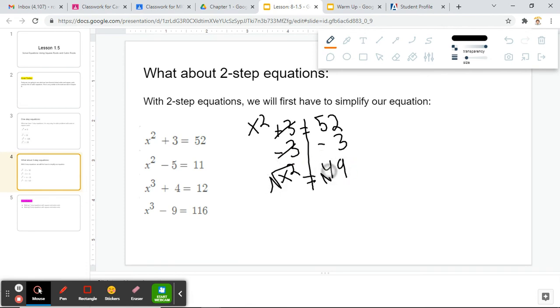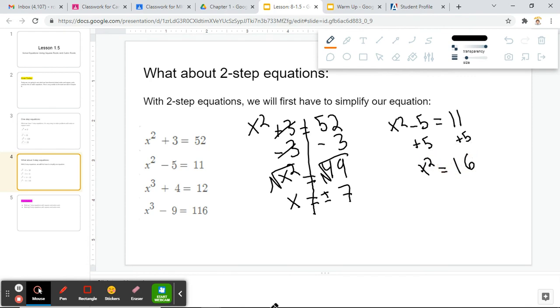Now we can take our square root of both sides. We're back to a one-step equation here. Square root of x squared is x, and the square root of 49 is positive or negative 7. Next one here. x squared minus 5 is equal to 11. So we need to add 5 to both sides of our equation here. Negative 5 plus 5 is obviously 0. So on the left side of my equation, I have x squared, and the right side, 11 plus 5 is 16. Now we'll take the square root of both sides, and we will get x is equal to positive or negative 4.